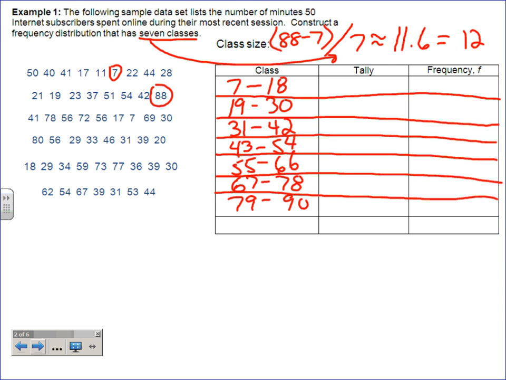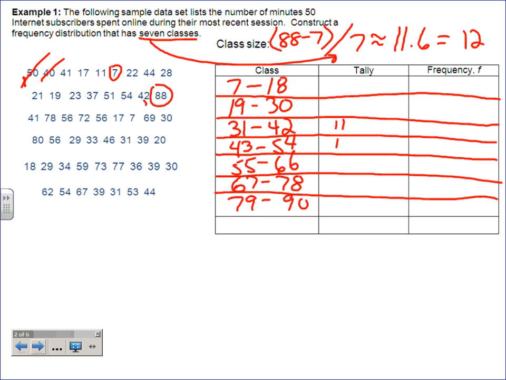All right. So here we go, 50. And just go through the numbers. You don't even have to order the numbers. That's the great thing about this. You just go. So 50, where does it fit in? Well, right there. Cross it off. 40. Where does that fit? Right there. Cross it off. There's your tally. It's easier to do it that way. It's probably quicker.